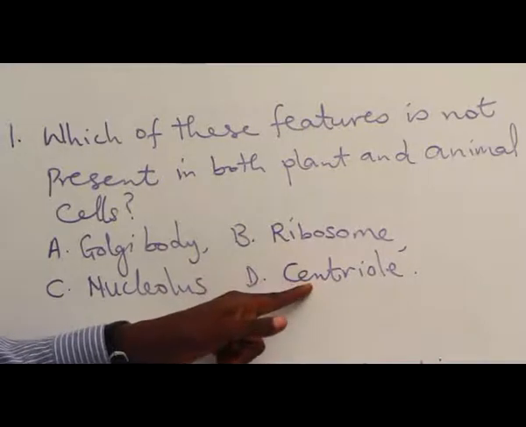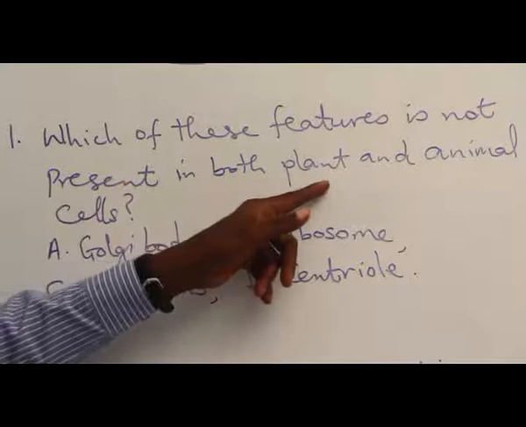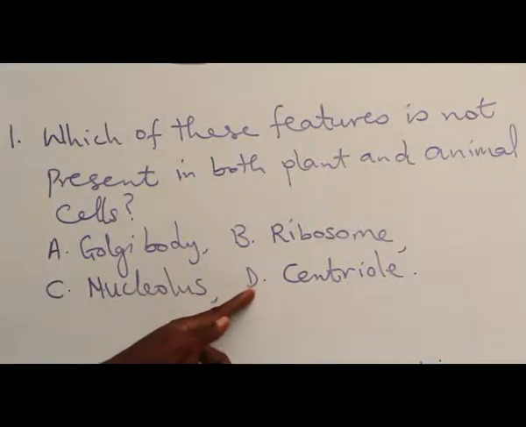So D is the one that is not present in both plant and animal cell. Answer is D.